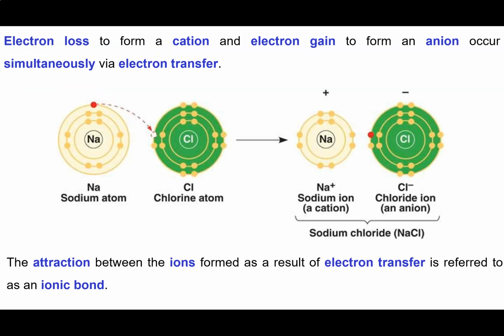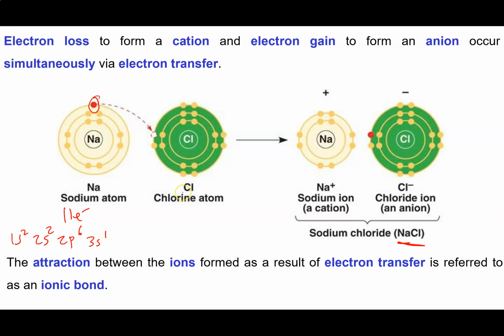Now, the key to understanding the formation of an ionic compound is to recognize that electron loss from a metal atom to form a cation occurs simultaneously with electron gain of a nonmetal to form an anion. So the classic ionic compound is sodium chloride, and you can see what happens. Here's the sodium atom. It's got 11 electrons, and in the third shell, it's got 1 electron in a 3s subshell. So the electron configuration is 1s2, 2s2, 2p6, 3s1.